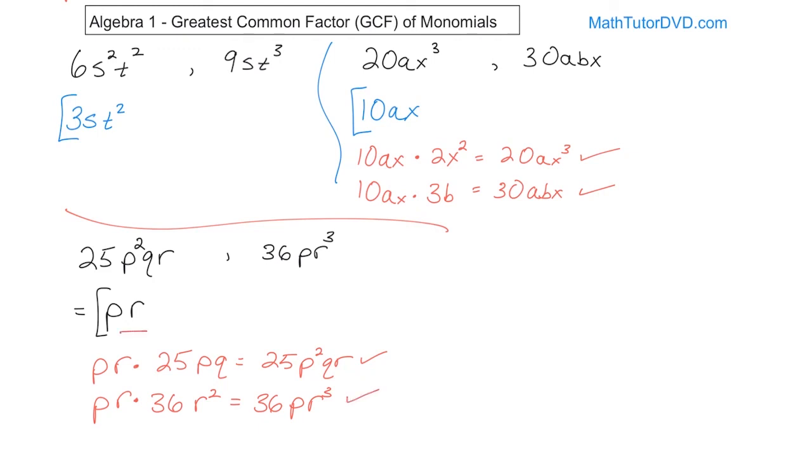So here we have p times r. Greatest common factor of monomials is really important. All you're doing is looking at two lists of variables and numbers and trying to figure out what the largest commonality is between the two of them. And it is important. We're going to be doing it a lot. So make sure you understand this topic. Work every single one of these yourself to make sure you understand what I'm saying.